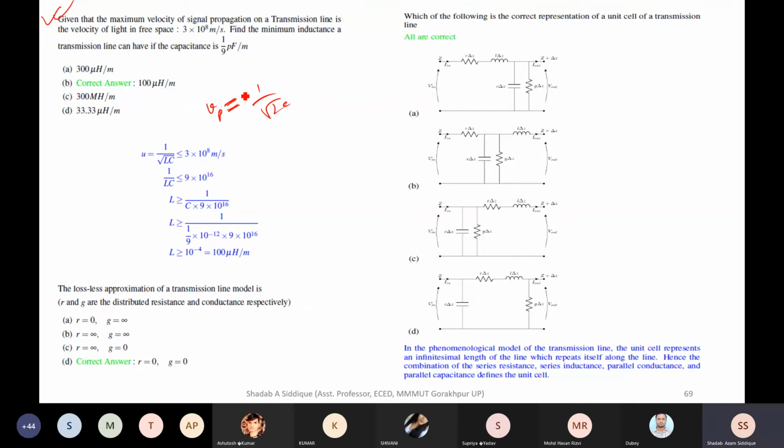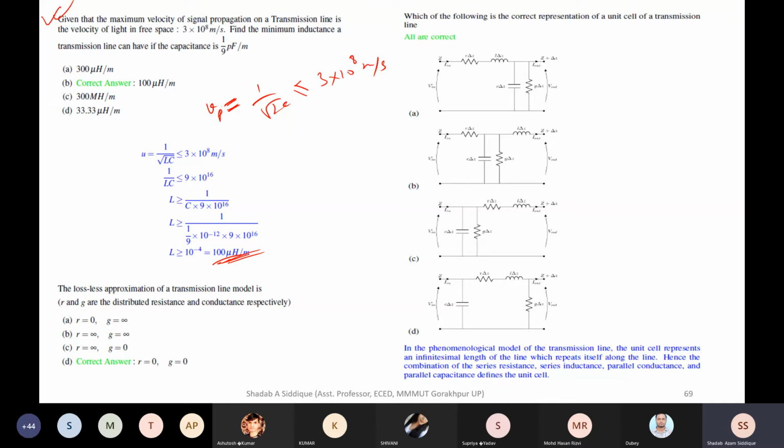The maximum velocity which can occur is 3 into 10 to the power 8 meter per second, which is there in the problem. Maximum velocity of signal propagation on the transmission line is 3 into 10 to the power 8. And we know velocity Vp is 1 by root under LC. So the minimum value of L we can find from this equation, and that comes out to be 100 microhenry per meter. We can substitute all these, 1 by 9 picofarad per meter.